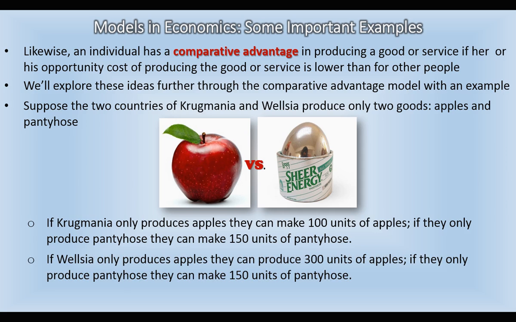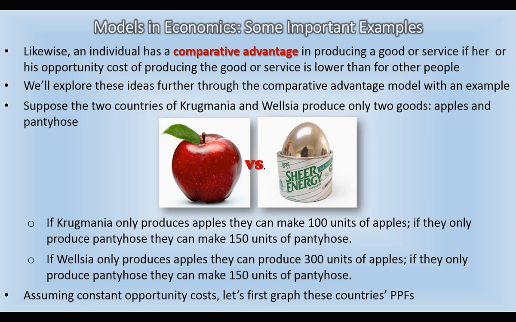Now for Welsia, the other country, if it only produces apples, it can produce 300 units of apples. And if they only produce pantyhose, they can produce 150 units of pantyhose. So we see that if both of these countries dedicated all of their resources to pantyhose production, they would both produce the same amount of pantyhose. But if they only dedicate all their resources to producing apples, we see that Krugmania can produce more apples than Welsia. That's a different kind of advantage that I'll talk about in a second.